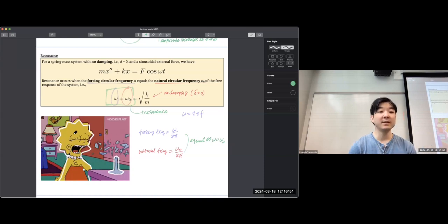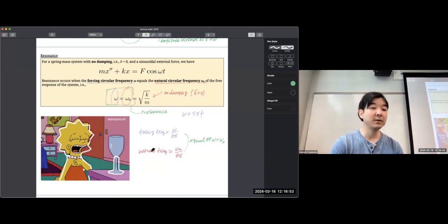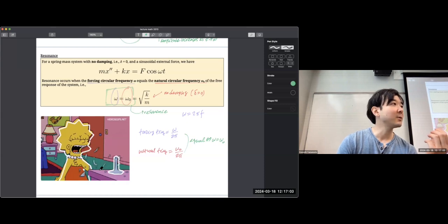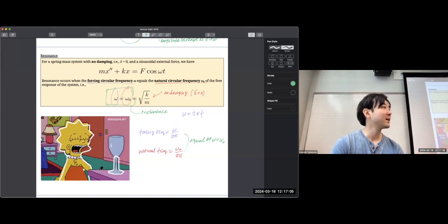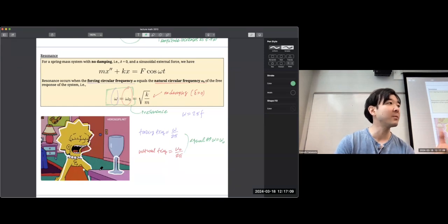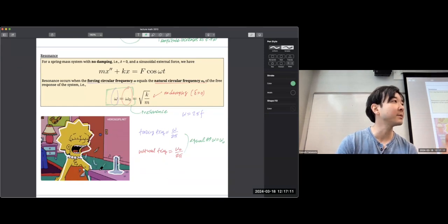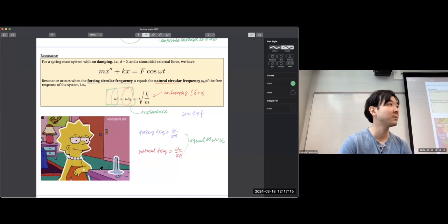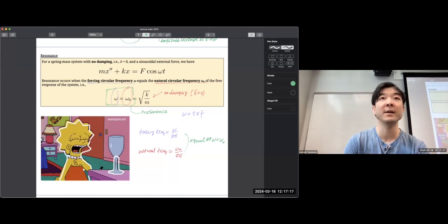And so this is a cartoon that shows what happens if, let's say, the wine glass has a natural vibrating frequency, and this person is singing at the same frequency that the wine glass naturally vibrates at. Then it will cause resonance, which means it'll vibrate with a higher and higher amplitude, and then usually that leads to some kind of failure in the system, which in this case means it breaks.